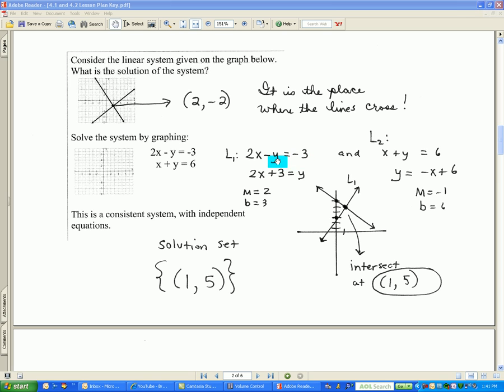So what I'm going to do is move the negative y over to the right as y, and move the negative 3 over as positive 3 to the left. y equals 2x plus 3. m is 2, b is 3.